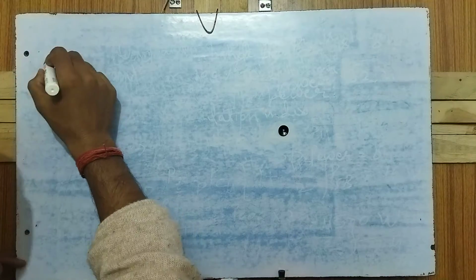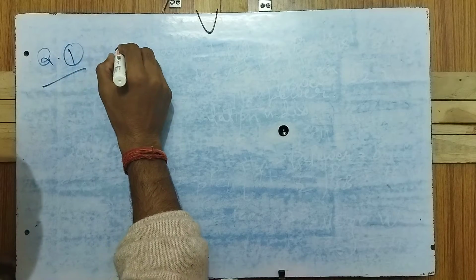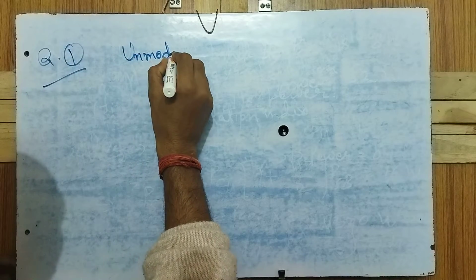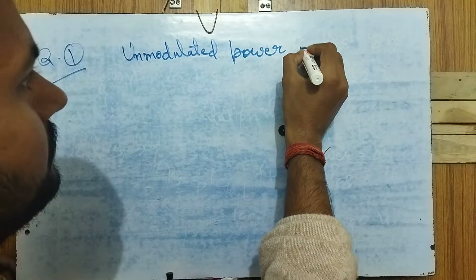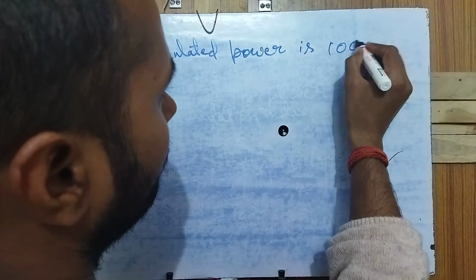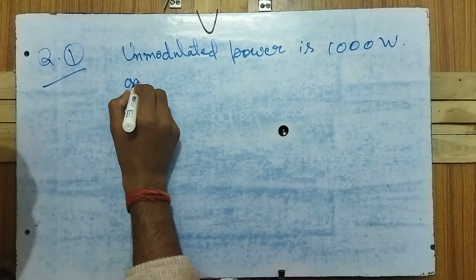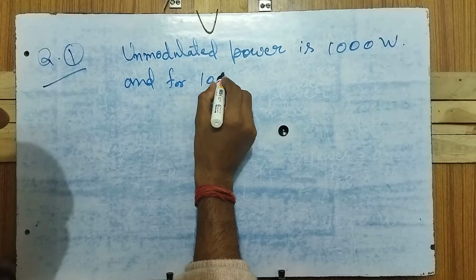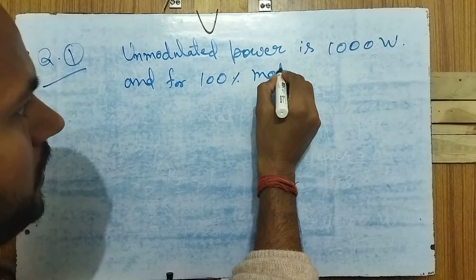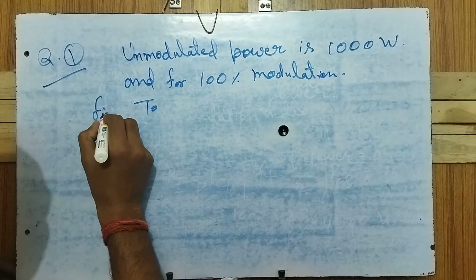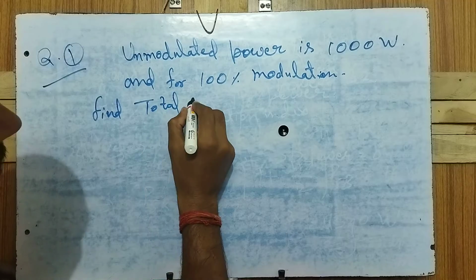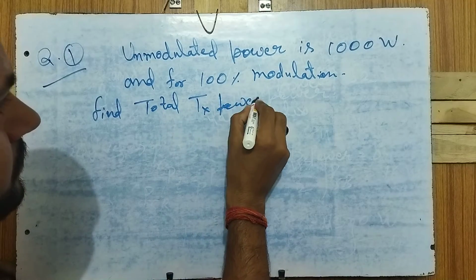Today we will study communication systems, and in communication we will solve some numerical problems. So question number 1. Given is unmodulated power as 1000 watt, and for 100% modulation, what will be the total power? Find total transmitter power. Solve.